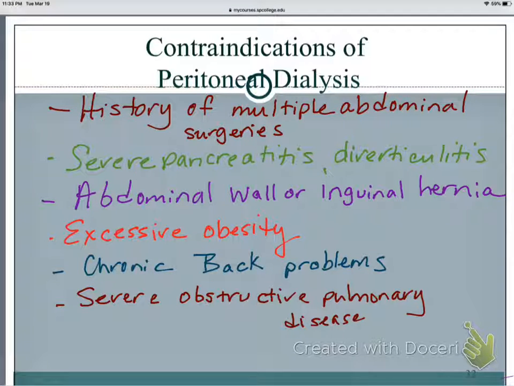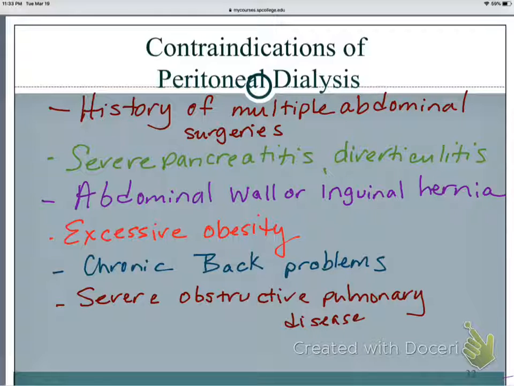So contraindications of peritoneal dialysis. Patients are not candidates if they've had multiple abdominal surgeries, if they've had severe pancreatitis, diverticulitis, any of those itises. A lot of abdominal or inguinal hernias, because that means your walls are weak. So you're putting all this fluid into weak walls, so that's not a good thing.